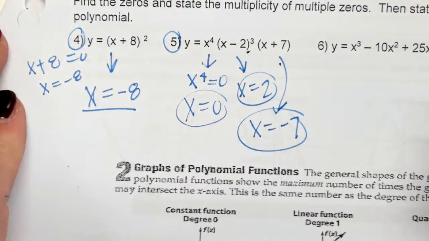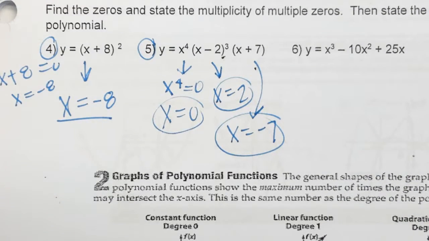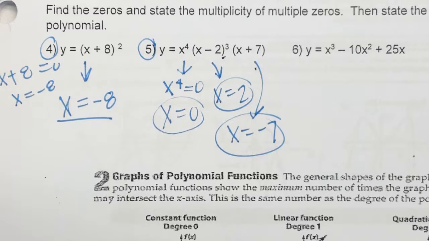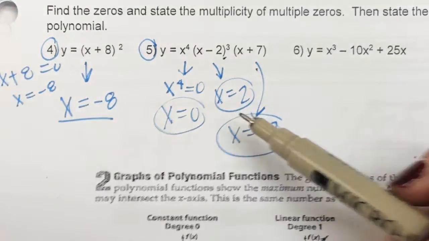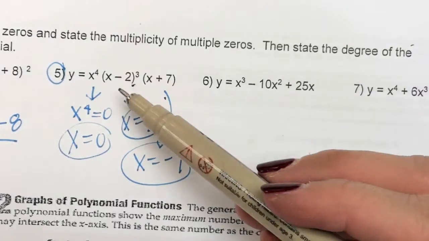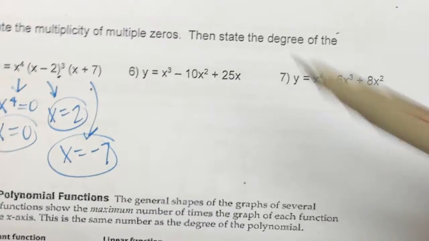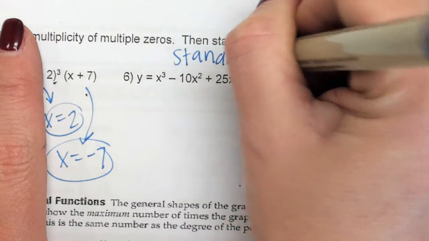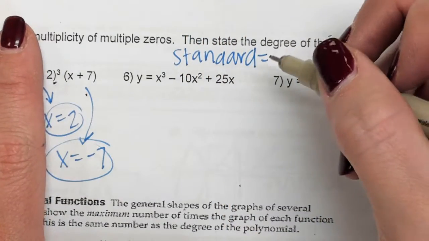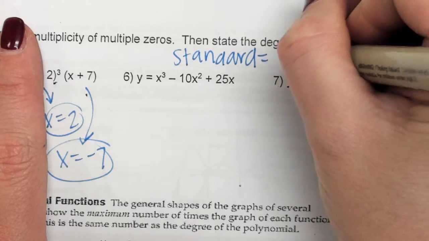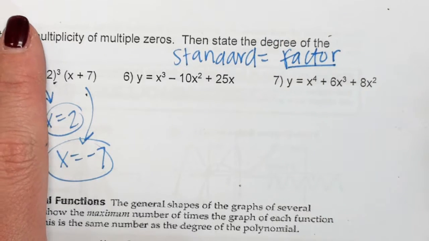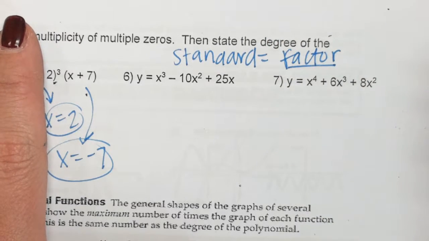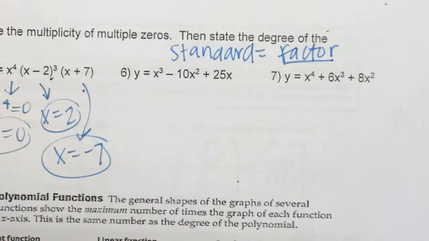Alright, number 6 and number 7, why are they different than 4 and 5? Because these are in not factored form but standard form. These are both in standard. So how do you find the zeros of something that's in standard form? You have to factor. You have to. Which is why we've been doing it so much in math workshops.